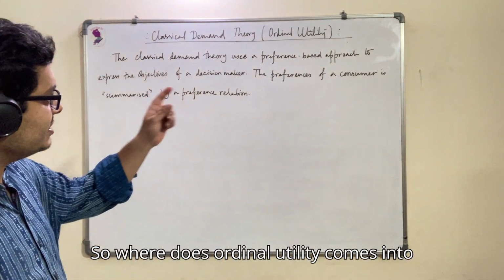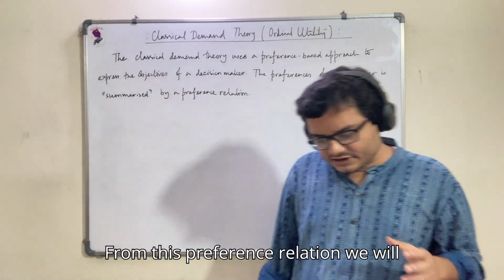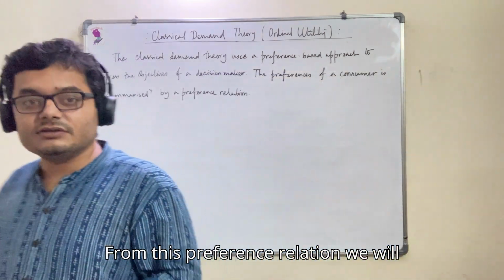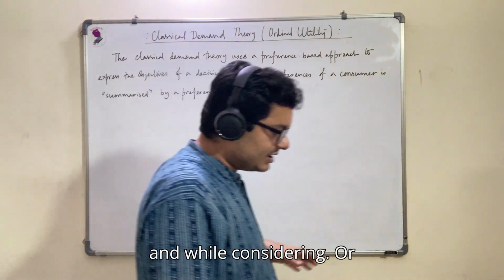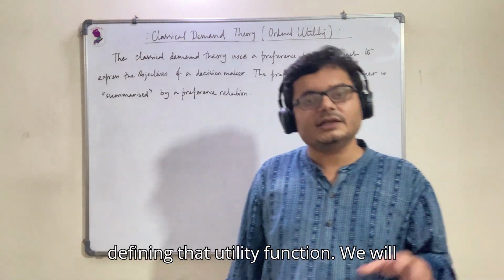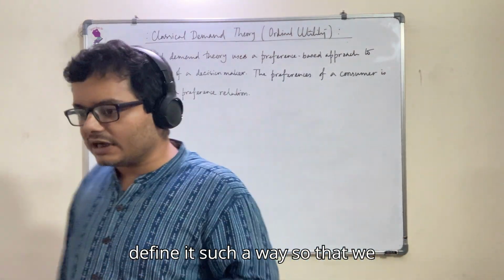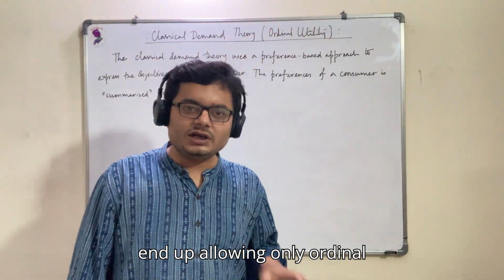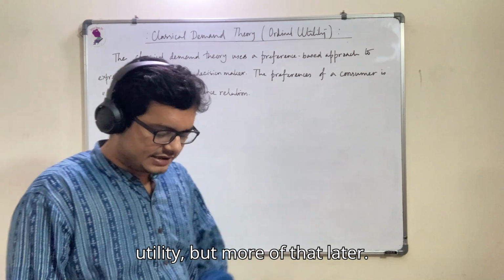So where does ordinal utility come into the picture? From this preference relation we will go to a utility function later, and while defining that utility function, we will define it in such a way that we end up allowing only ordinal utility, but more of that later.